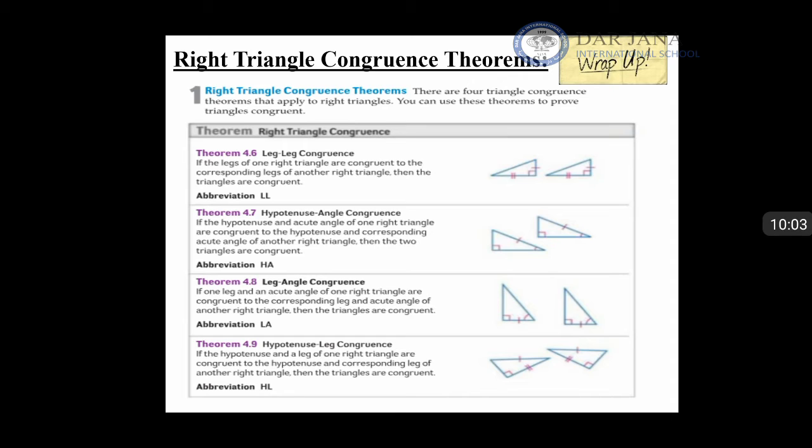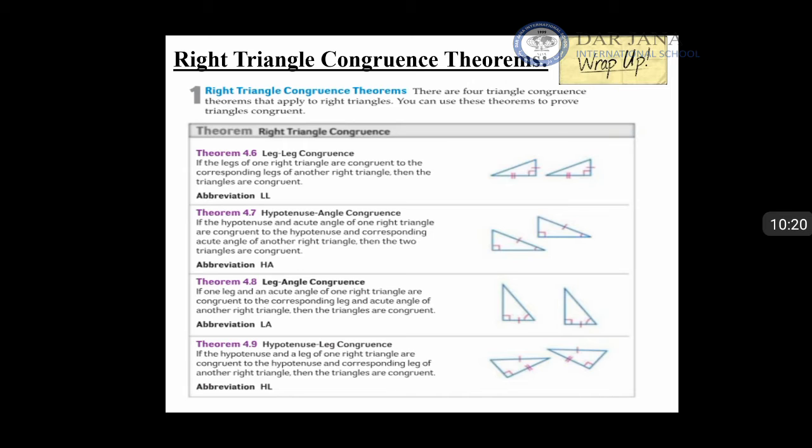The first theorem is the leg-leg congruence theorem. If the legs of one right triangle are congruent to the corresponding legs of the other right triangle, then the two right triangles are congruent. The abbreviation is LL. So whenever we see LL, it means the leg-leg congruence theorem.